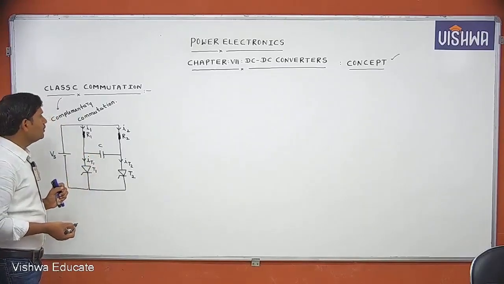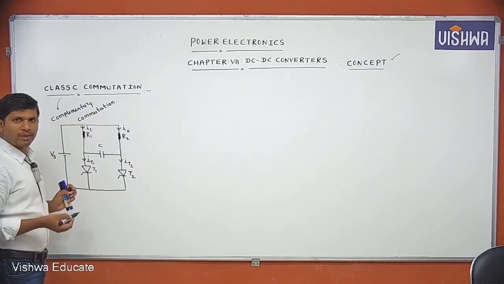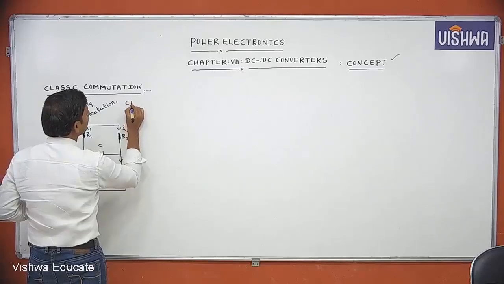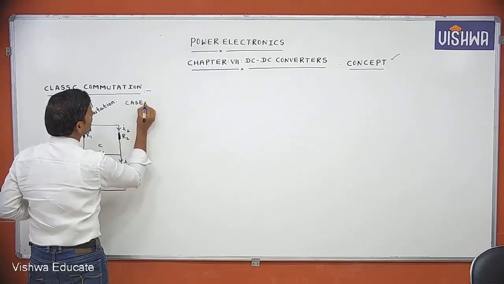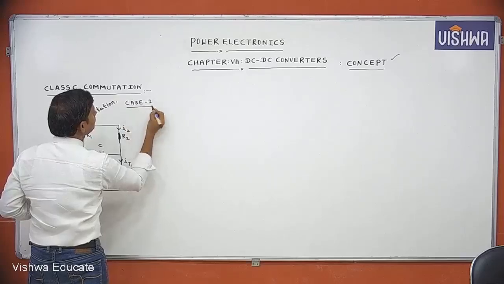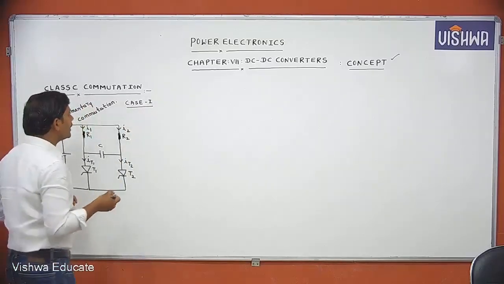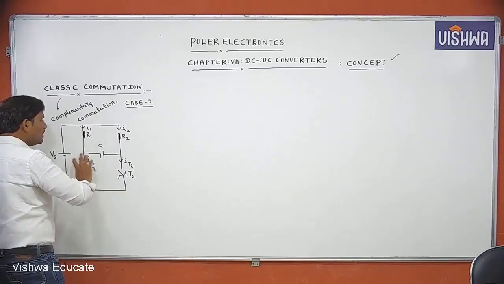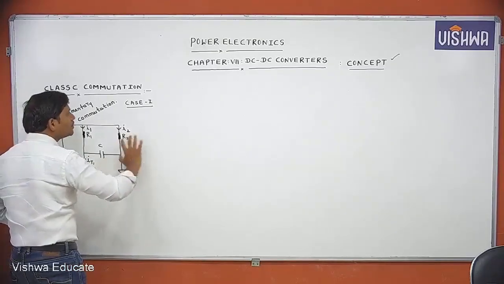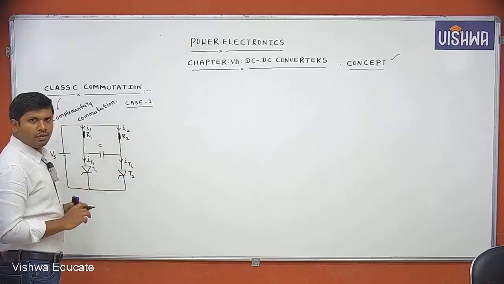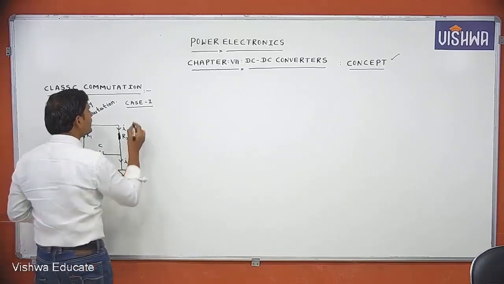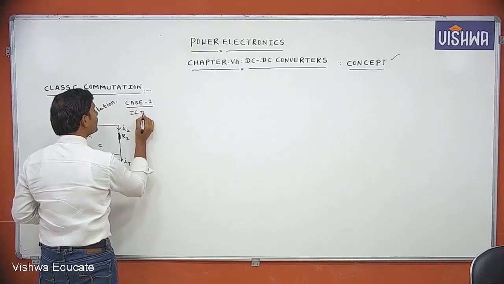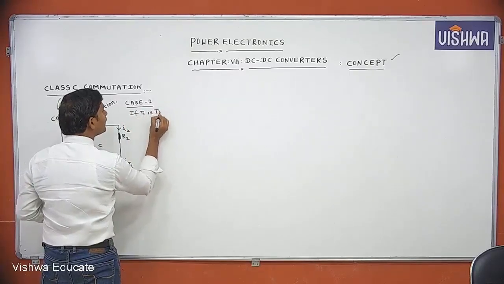Now, in different cases I want to explain the operation of this circuit. Now see, in case 1, initially T1 is triggered. Initially, the voltage across T1 is Vs, the voltage across T2 is also Vs. Now, we are triggering the T1 thyristor.